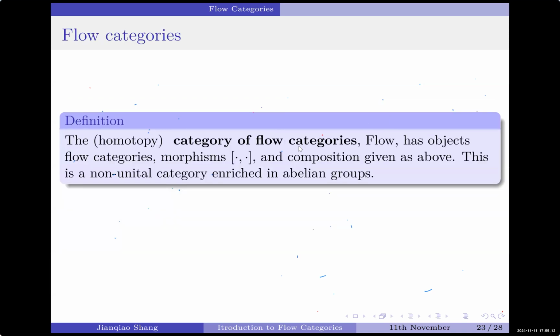Okay, so we define what a flow category is, and we define the morphisms between them modulo the cobordism. And we define the composition as above. All these together form a category called the category of flow categories.